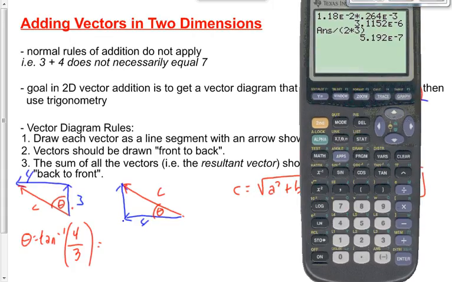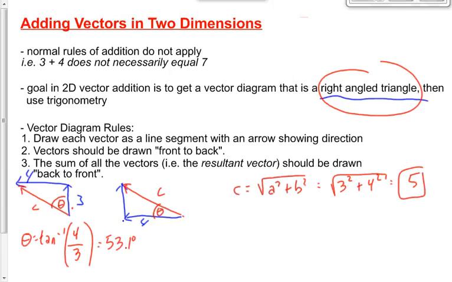Second function, tan. Okay, it's not tan, it's second function tan. If you use the tan function without the second function, you must already have the angle. We don't. So we got to use second function tan, 4 over 3, gives us 53.1 degrees.